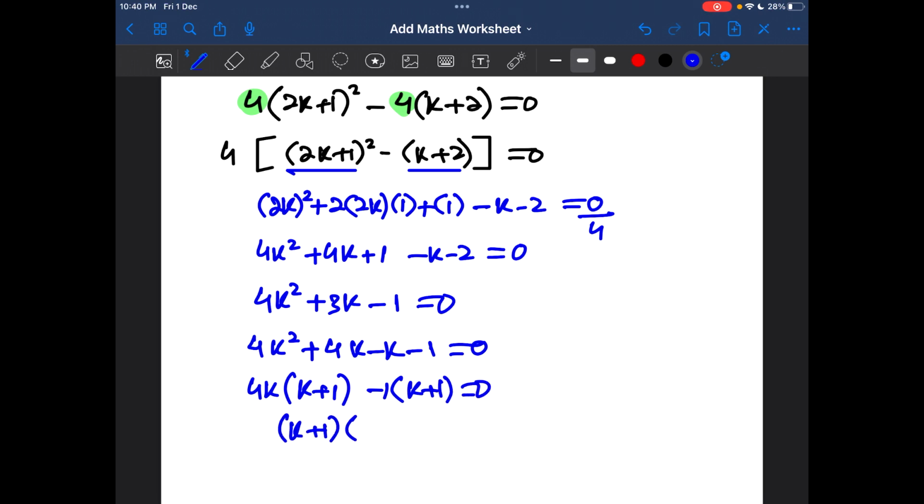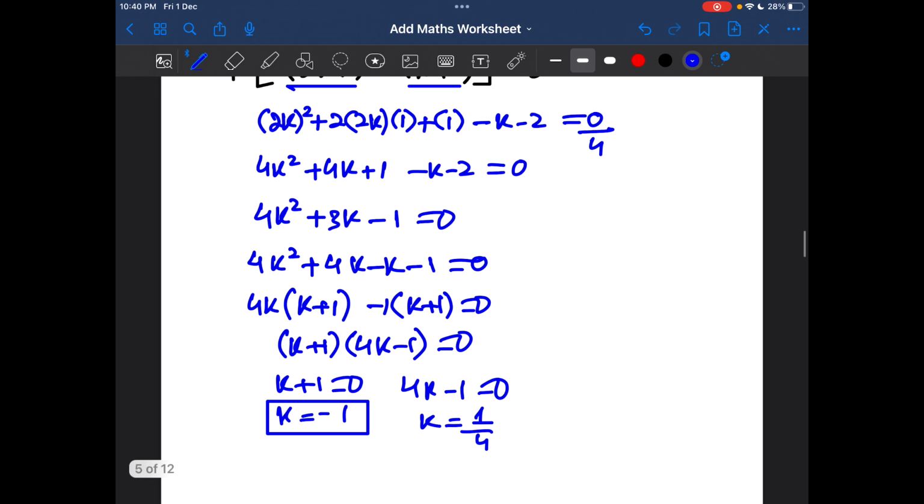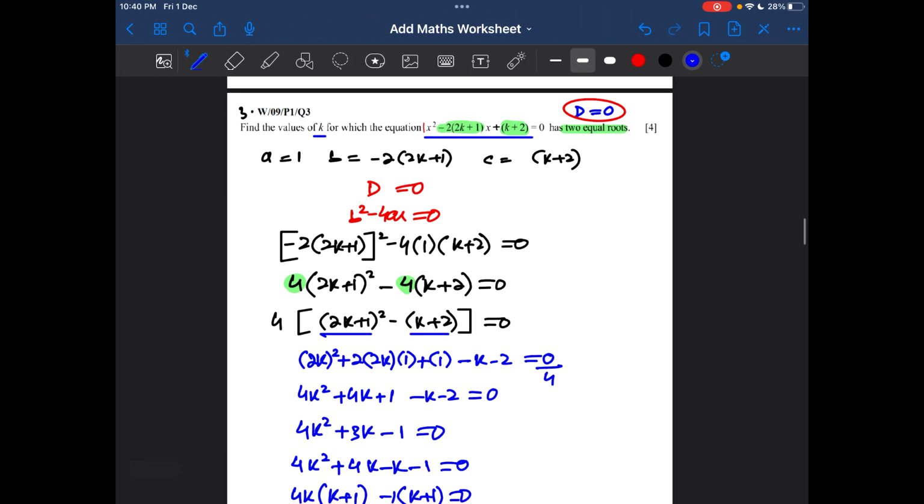I got k plus 1 and 4k minus 1, two brackets over here. Either k plus 1 is equal to 0, k value is minus 1, or 4k minus 1 is equal to 0 and the value of k is 1 by 4 here. So these are the two values which we have got from this equation.